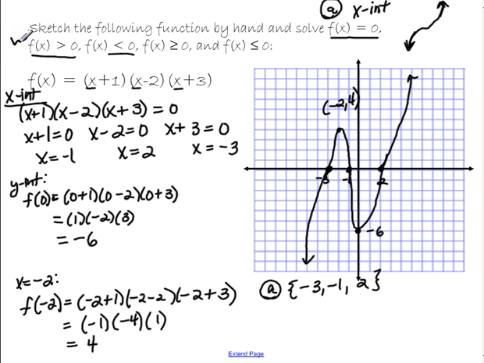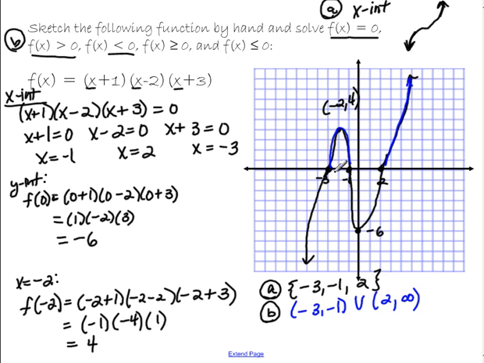Part B is where is f of x greater than 0? Well, f of x is greater than 0 where the graph is above the axis, right there and here. So that is between the -3 and -1 and to the right of the 2. Remember that you're answering with regions of x, the intervals for x.